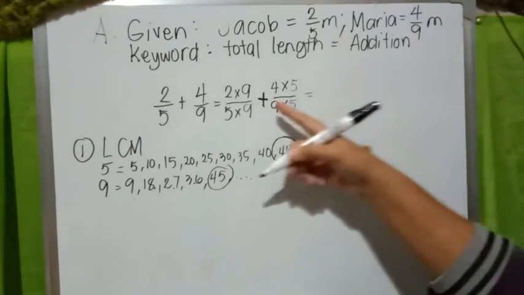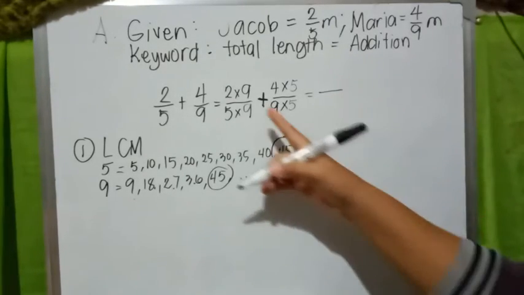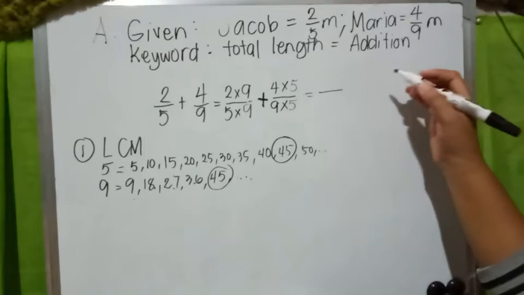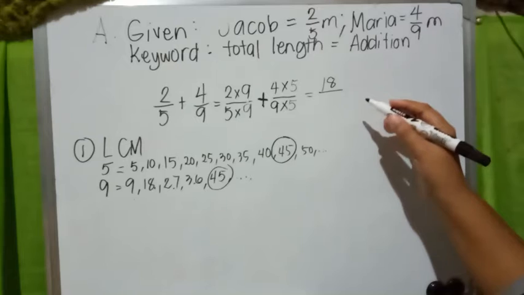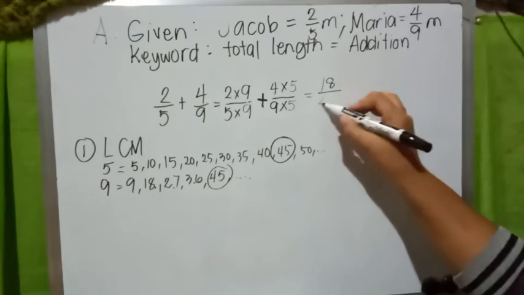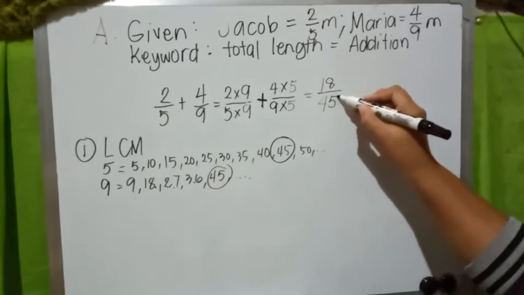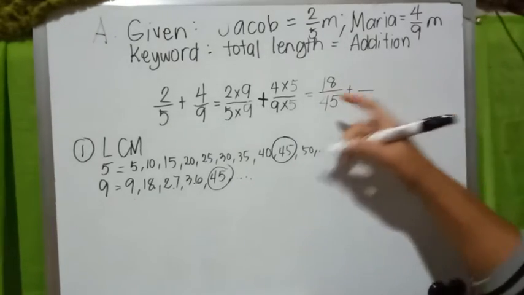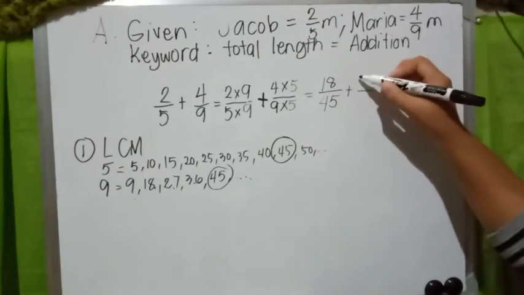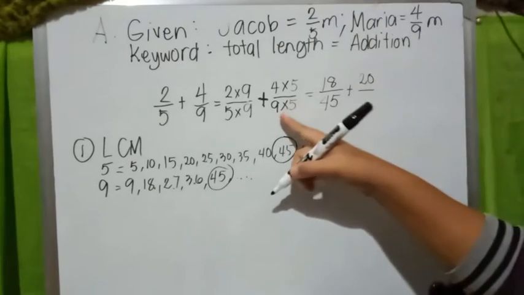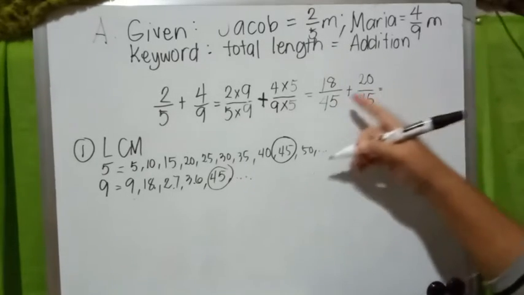So after getting the equivalent fraction, we need to solve the following. 2 times 9, that is 18. 5 times 9, that is 45. Okay? Plus 4 times 5, it's 20. 9 times 5, 45.